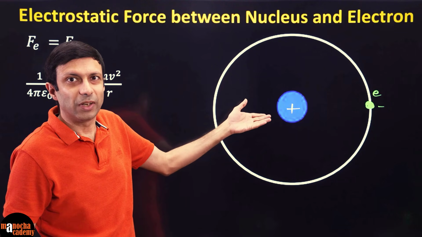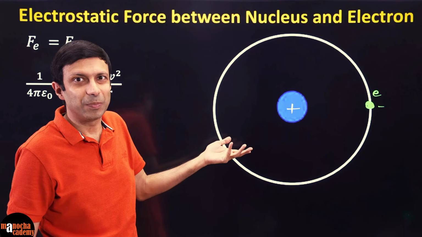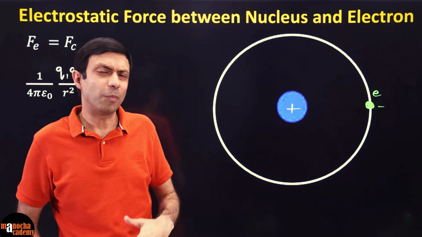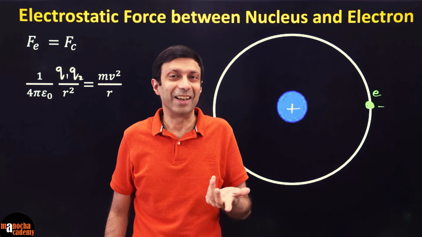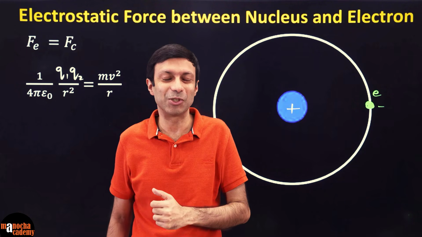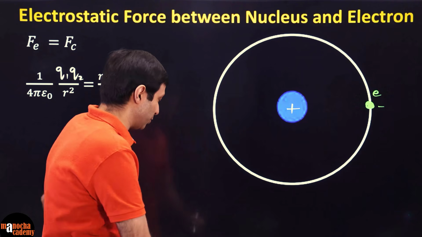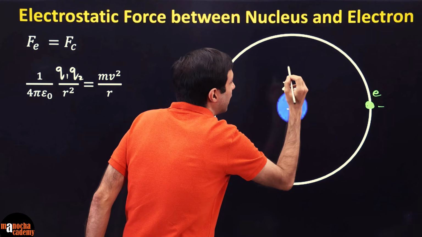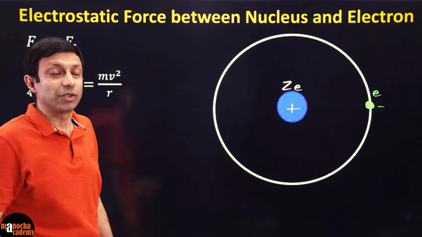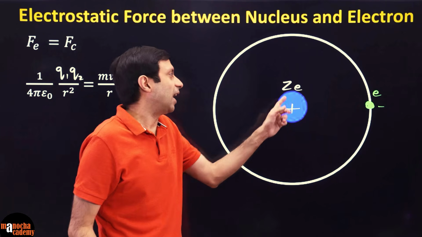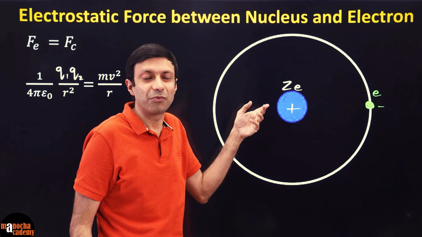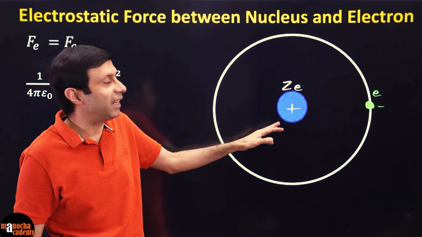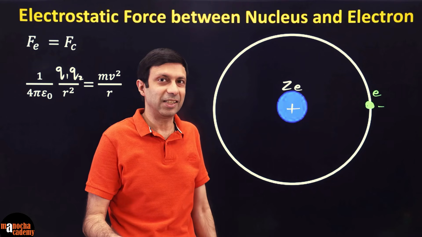And what is the charge of the nucleus? It equals the number of protons present in the nucleus. How many protons does a nucleus have? It is called the atomic number in chemistry, which we denote by Z. So the charge of the nucleus is going to be Z times e, because remember, electron and proton have the same magnitude of charge. So the charge of the nucleus is plus Ze, and the charge of the electron is minus e.